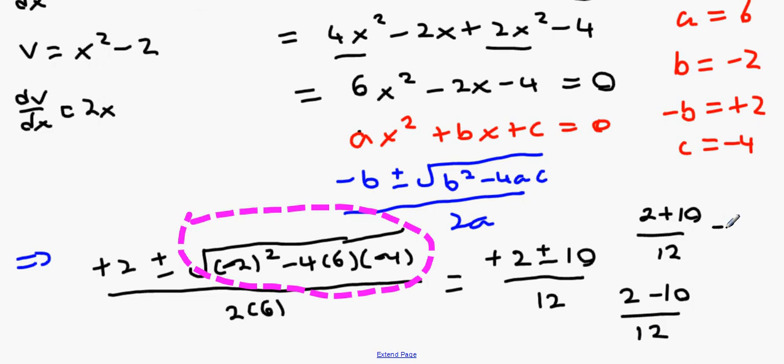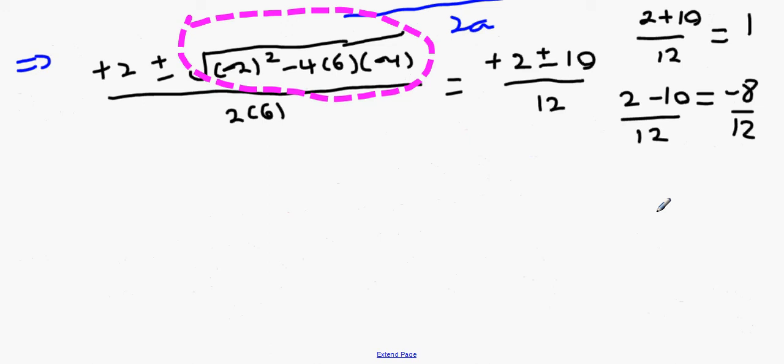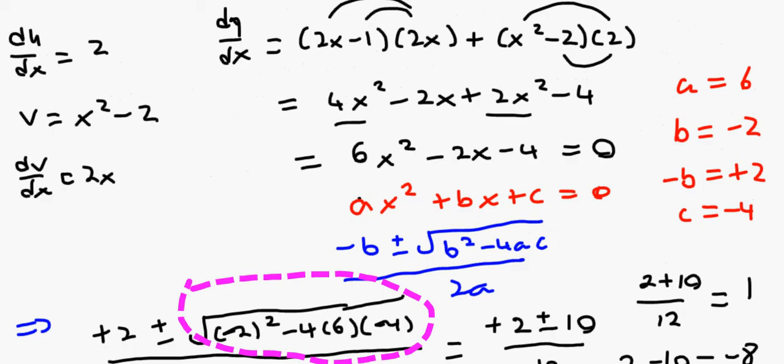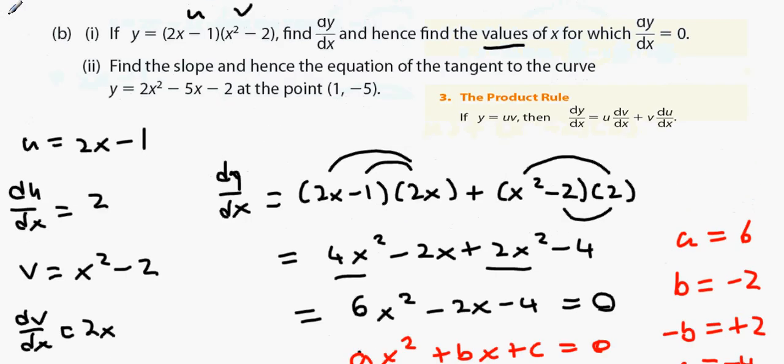So this one turns out to be 1 because it's 12 over 12, which is 1, and the other one turns out to be minus 8 over 12, which turns out to be minus 2/3. So x is equal to 1, or x is equal to minus 2 over 3 for this specific scenario.